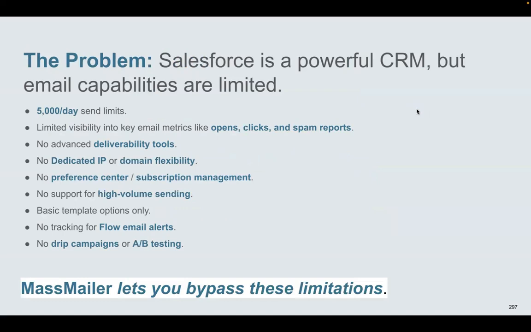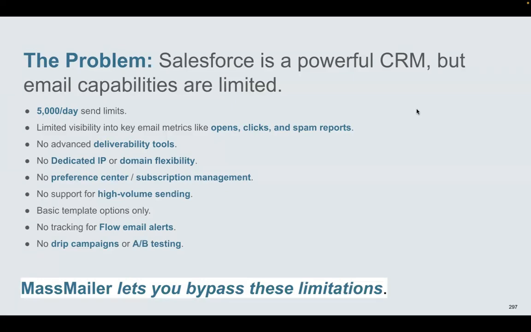Why did we even build this product? While we all know Salesforce is a great CRM, when it comes to emailing, it has its own limitations. I've highlighted some of the limits here: a 5,000 daily limit. Statistics are not that granular, such as opens, clicks, and spam reports. Salesforce doesn't offer any deliverability tools. Also, there's no dedicated IP address and no flexibility when it comes to the sender domain. There's also no concept of unsubscribe, so you cannot really track unsubscribes.